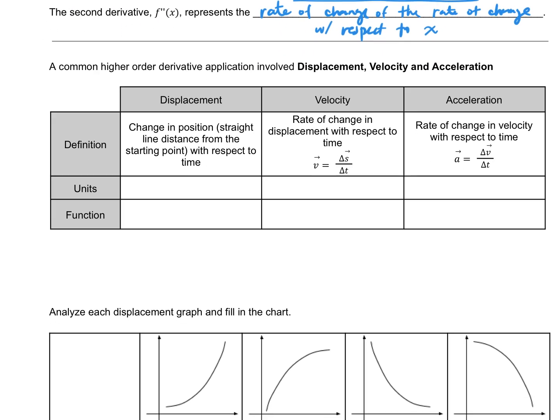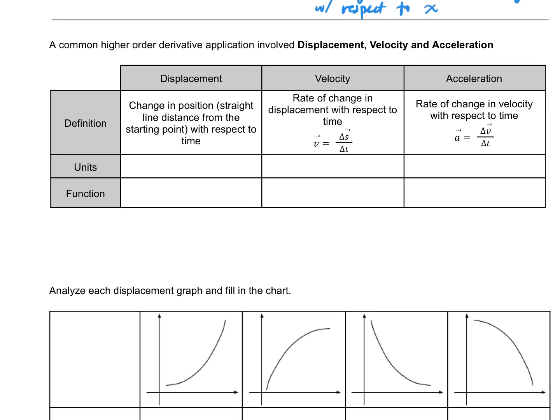Now, a very useful and common application related to first derivative, second derivative is related to displacement, velocity, and acceleration. So first, let's see the difference between those three things and those three functions. Displacement is the change in position, so the straight line distance from a starting point with respect to time. Now, the units you might see, meters, kilometers are common. It could be anything though. And the function is usually described as s at t, the displacement s with respect to time t.